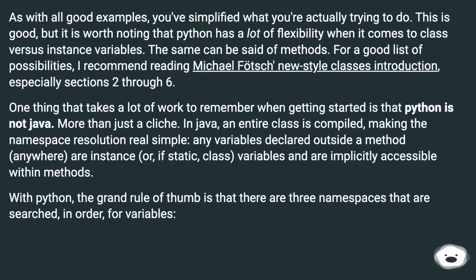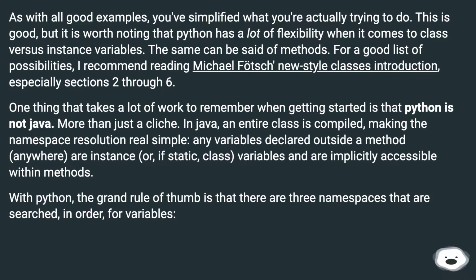As with all good examples, you simplified what you're actually trying to do. This is good, but it is worth noting that Python has a lot of flexibility when it comes to class versus instance variables. The same can be said of methods. For a good list of possibilities, I recommend reading Michael Foord's New Style Classes introduction, especially sections 2 through 6.